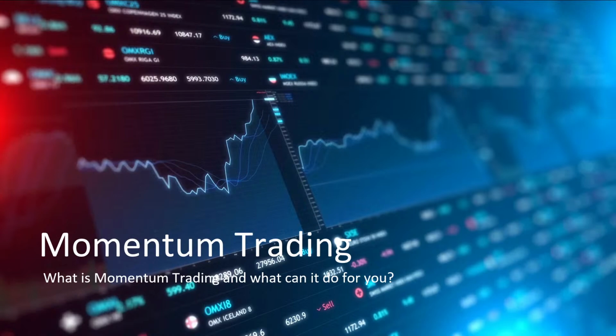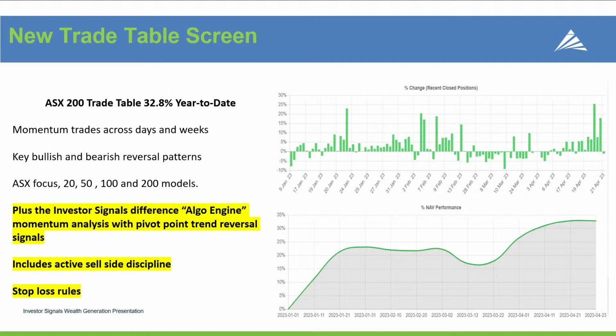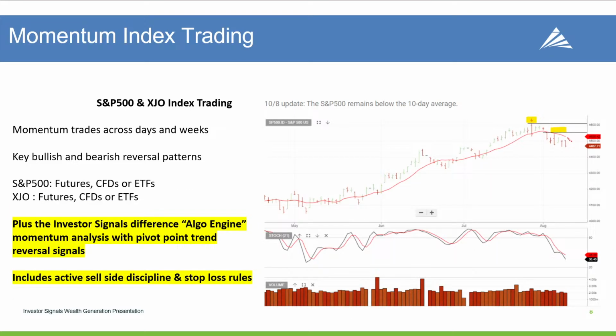Then in the second half of the presentation we'll look at momentum trading, and in particular using new technology that is now available in the member area, which is the trade table screen, which captures trading opportunities off the back of the algorithm signals with a focus on a holding period between 7 to 45 days, and we'll review those holdings and the performance of the new trade table technology. Momentum index trading is where, using the advisory blog, I comment on whether we're on the long or short side of the S&P 500 and the XJO.